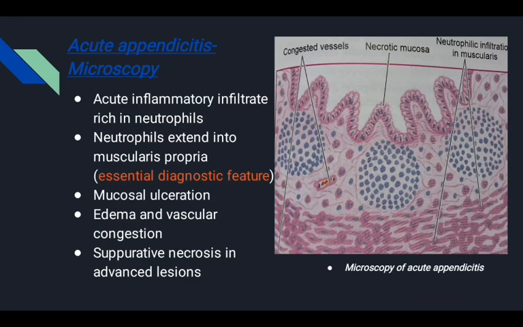Here in the diagram we can see congested vessels, necrotic mucosa, and neutrophilic infiltration in the muscularis.